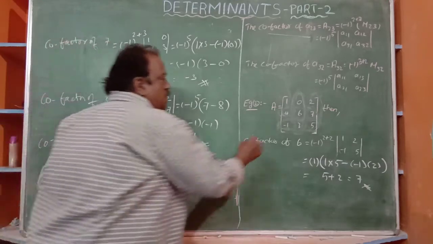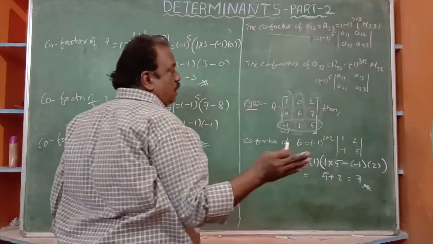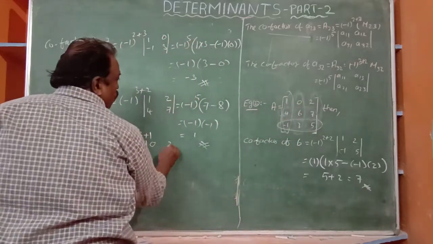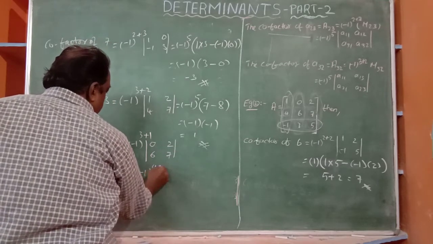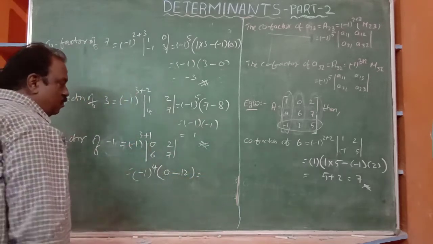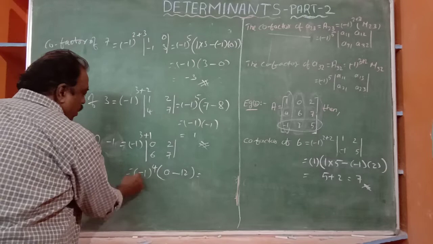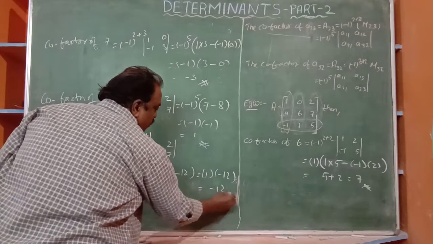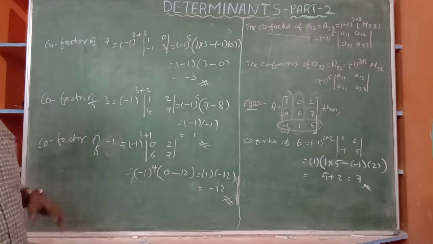Into, you delete this column and row, the column and row where that particular element lies. So there remain 0, 6, 2, 7. This is nothing but minus 1 power 4 into 0 minus 12. Okay, now 0 into 7 is 0, minus 6 into 2, 12. Minus 1 power even number, what is minus 1 power even? It is 1 only. This is minus 12. So we get minus 12 is the cofactor of that particular element minus 1. Okay, is it clear now?